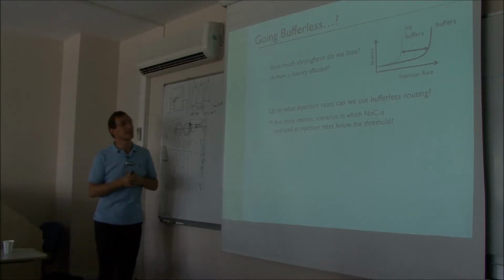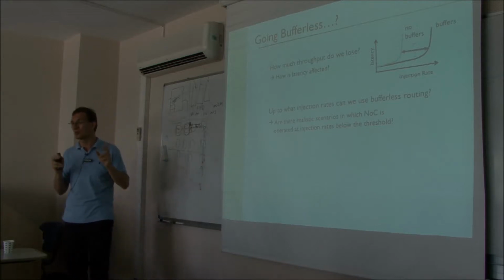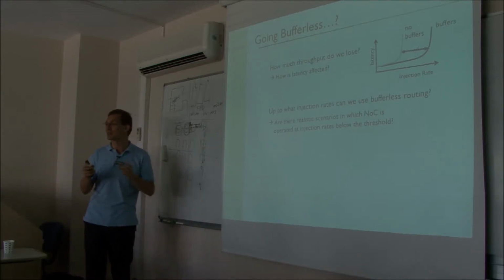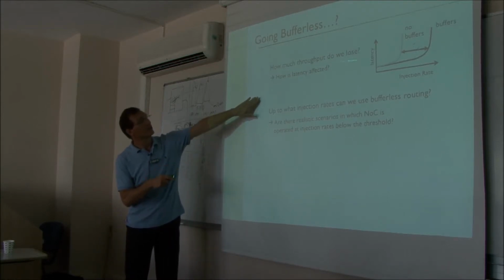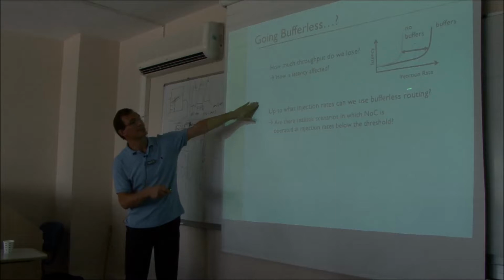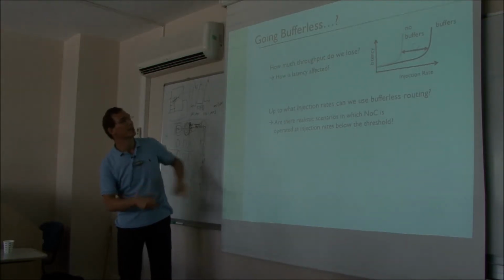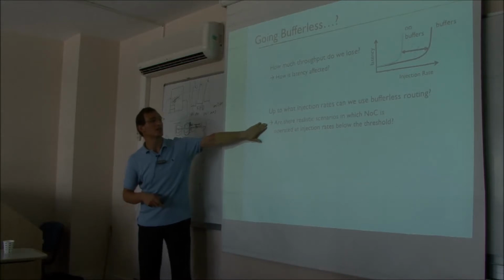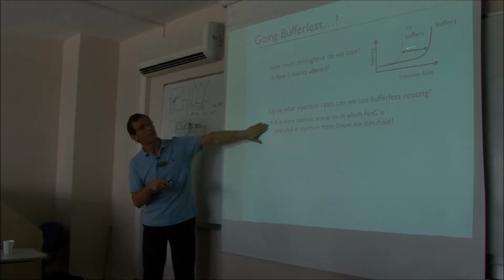Now, this requires rethinking a lot of things like quality of service. How do you do quality of service in a bufferless network? And I think that's an unsolved problem, which is a very interesting research area. But how much throughput do you lose? How is latency affected? Basically, buffers and no buffers. What is the saturation throughput you lose? And how does latency get affected here and here? And up to what injection rates can we use bufferless routing? And are there realistic scenarios in network on chips where injection rates do not go beyond this part, such that we can support bufferless routing? Right?